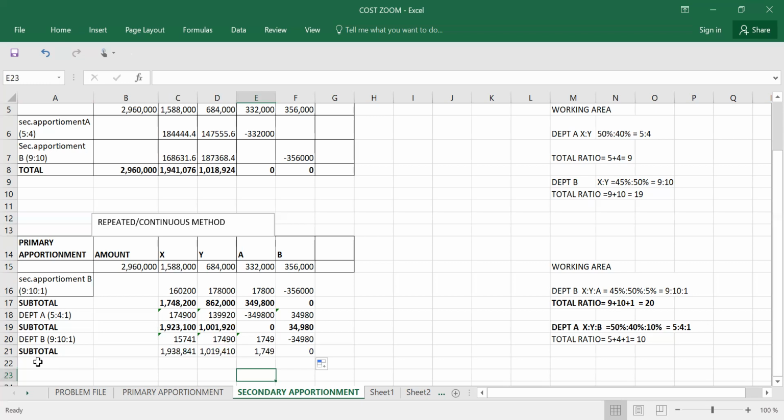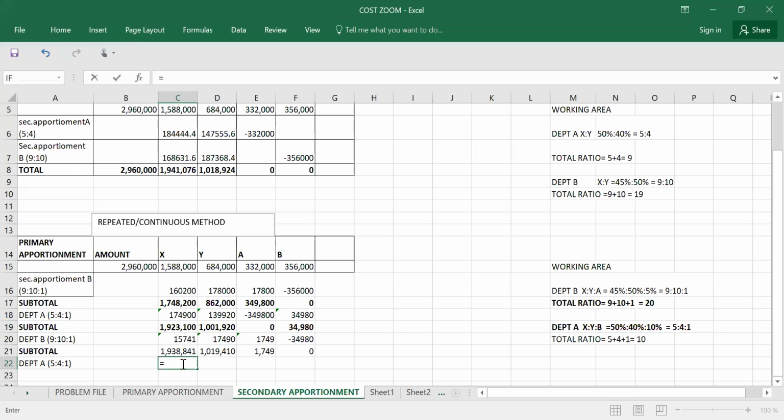Okay, now it is this one distributing. We distribute until the figure becomes very insignificant. If the figure becomes so minute, then we stop from there. So department A, again, is going to distribute to X 5 divided by the total, which is 10, then times this. It is what we are distributing.